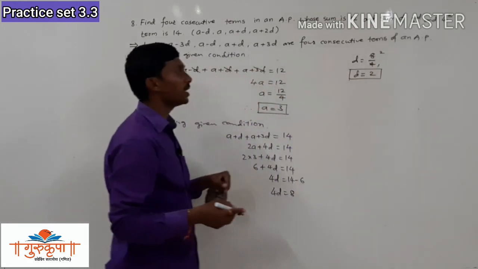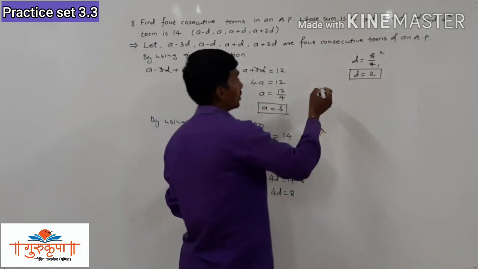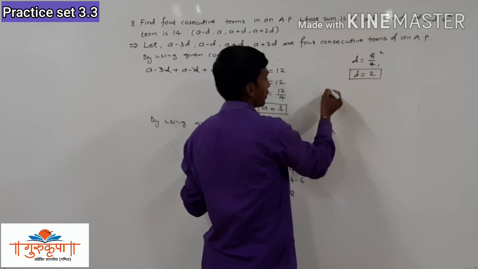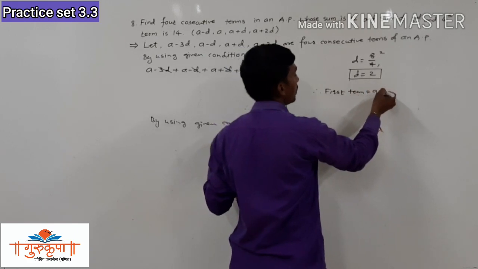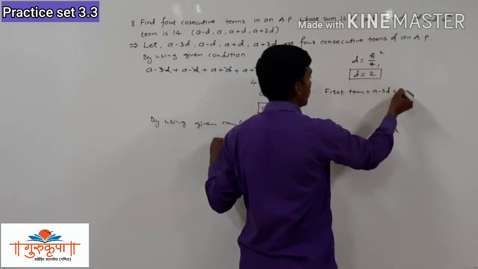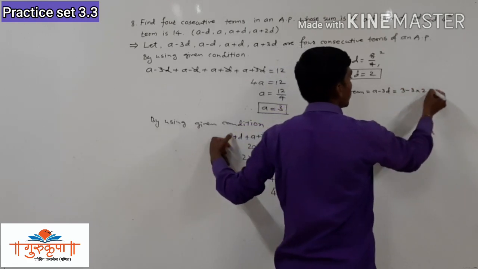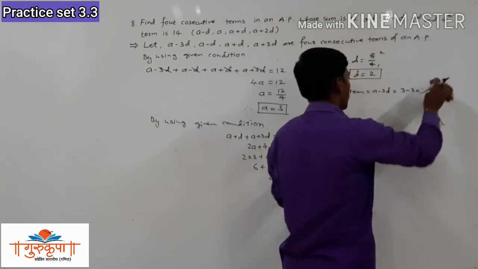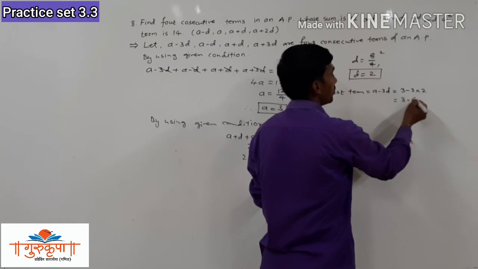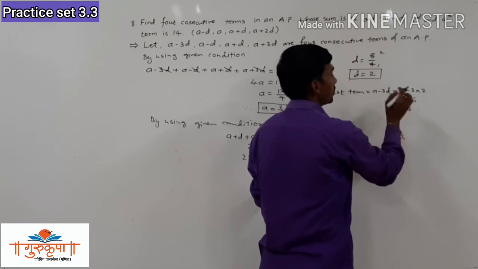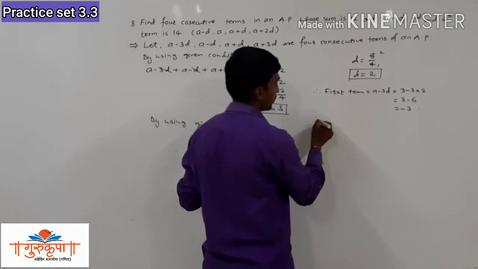Now we can easily get all the 4 terms since we know the values of a and d. Here the first term which we consider, that is a minus 3d. Put the values there. a is 3 minus 3 multiplied by d is 2. This 3 as it is. Minus 3 into 2 is 6, and 3 minus 6 is minus 3. This is the first term of that AP. It is minus 3.